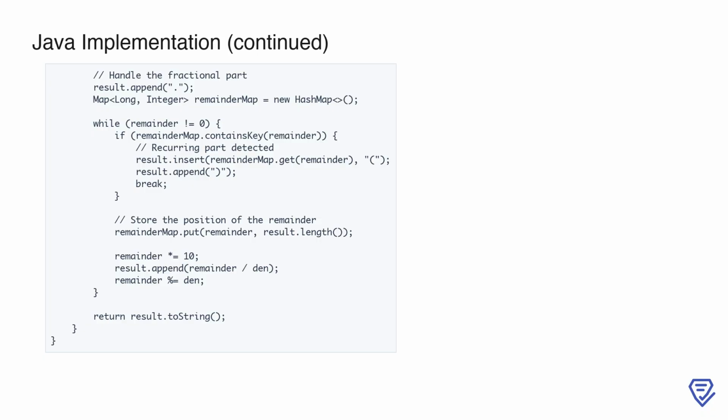If the remainder is not yet in the map, we store its position in the result, multiply it by 10 for the next digit, and append the result of dividing this new remainder by the denominator. We then update the remainder using the modulus operator. Once the loop completes or a recurring pattern is detected, we return the constructed result as a string.